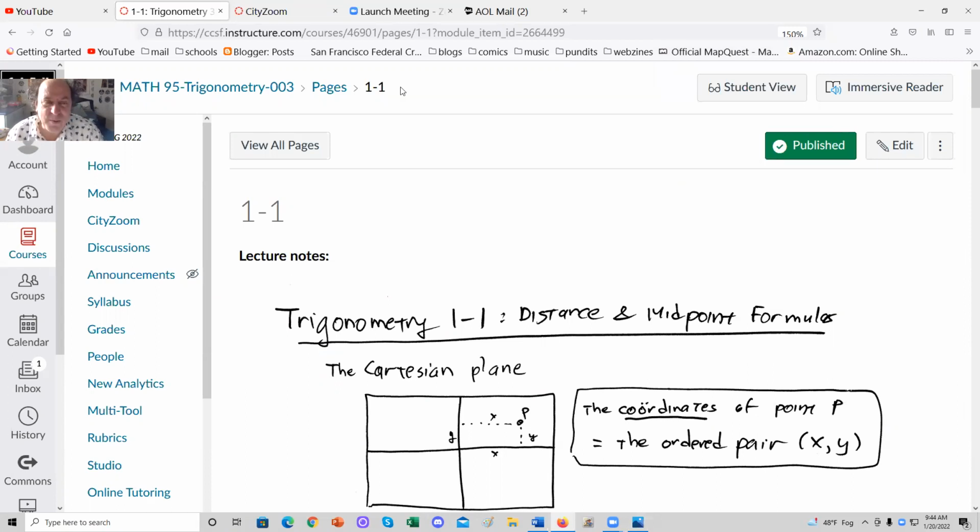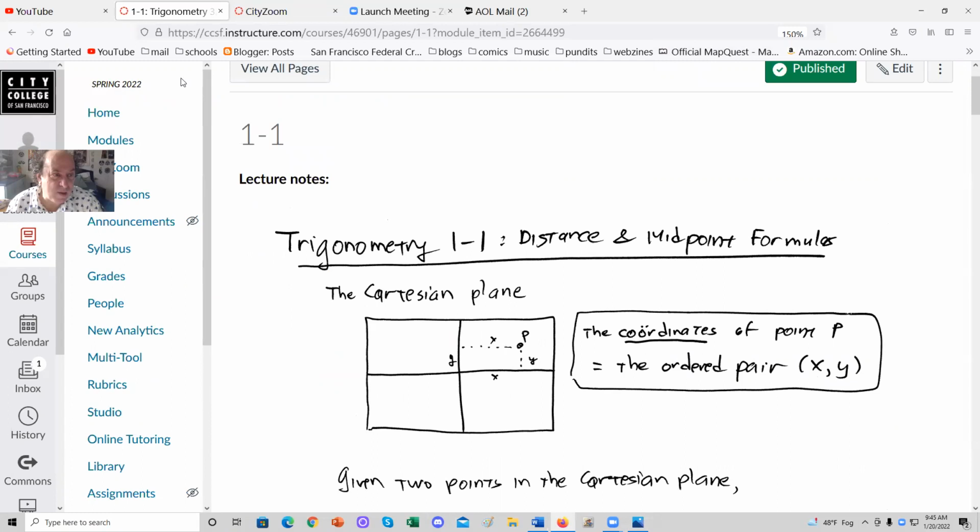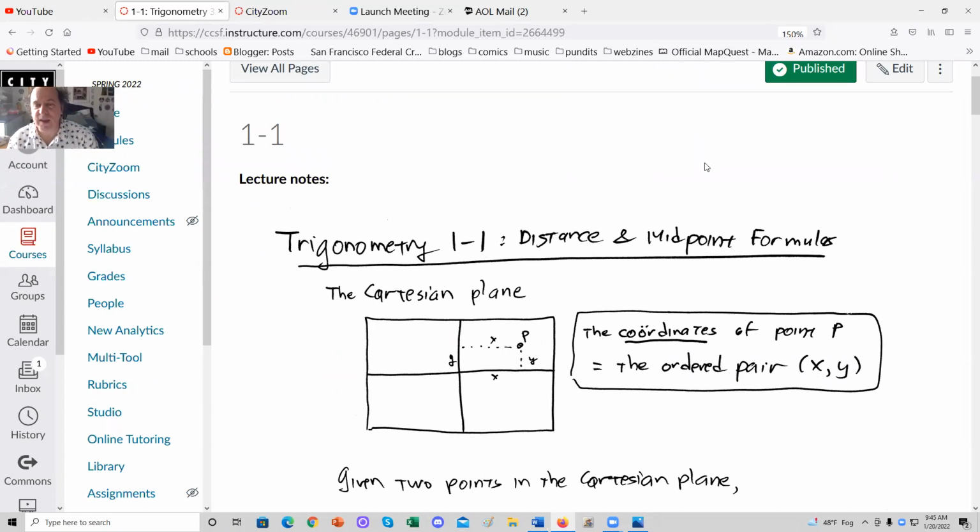All right, for today, we'll be doing section 1.1. All right, this is the very basics, distance and midpoint formula. We start with a Cartesian plane.